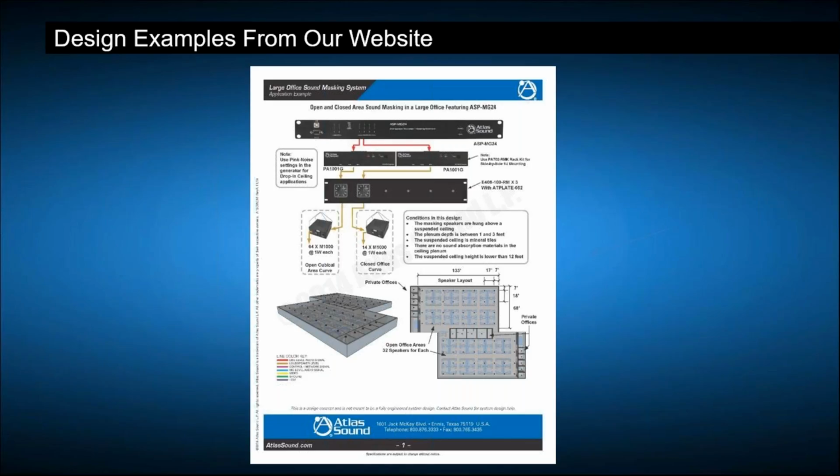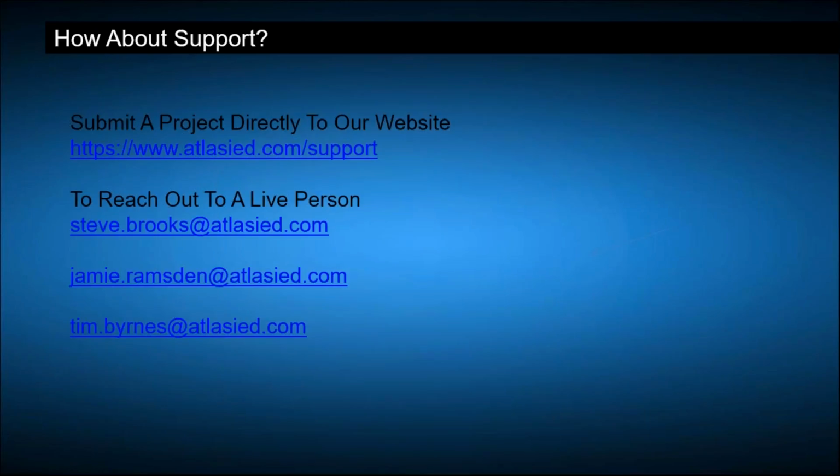We also offer design examples on our website for sound masking single office spaces, which is just a single generator channel, or we have our open and closed office masking example. This one's showing our ASP G24 with separate amplifiers, 1 amp running in the open office area and 1 amp running in the closed office. Again, you do want to have separate masking curves for those.